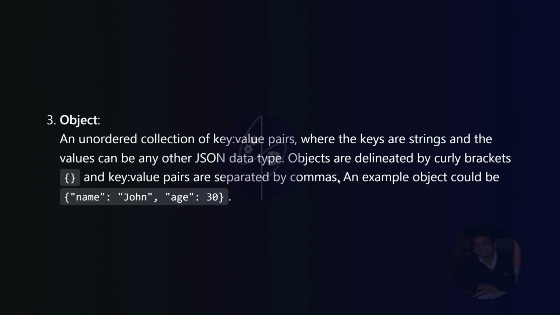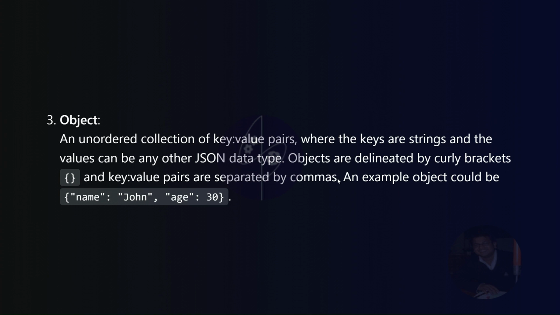Object, an unordered collection of key-value pairs, where the keys are strings and the values can be any other JSON data type. Objects are delineated by curly brackets, and key-value pairs are separated by commas. An example object could be {"name": "John", "age": 30}.